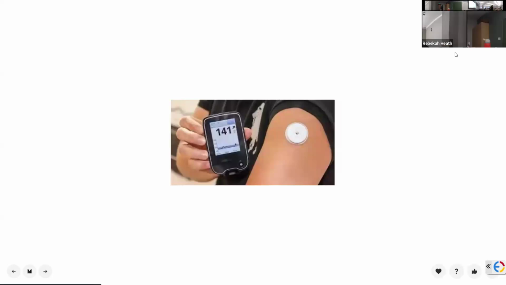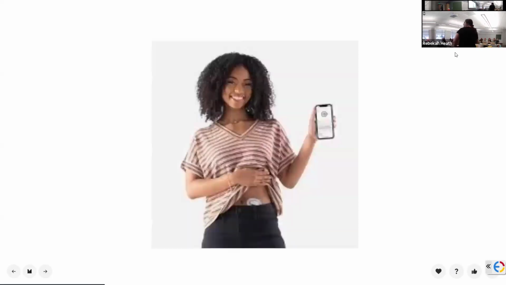You can see this one here, I think Libre is the name. There's a couple of different types. With the Libre, you have to hold your phone up to the sensor, and then you can see the reading. With the Dexcom, like this lady's wearing, it just transmits to either your phone or the sensor, so you can continually see it.